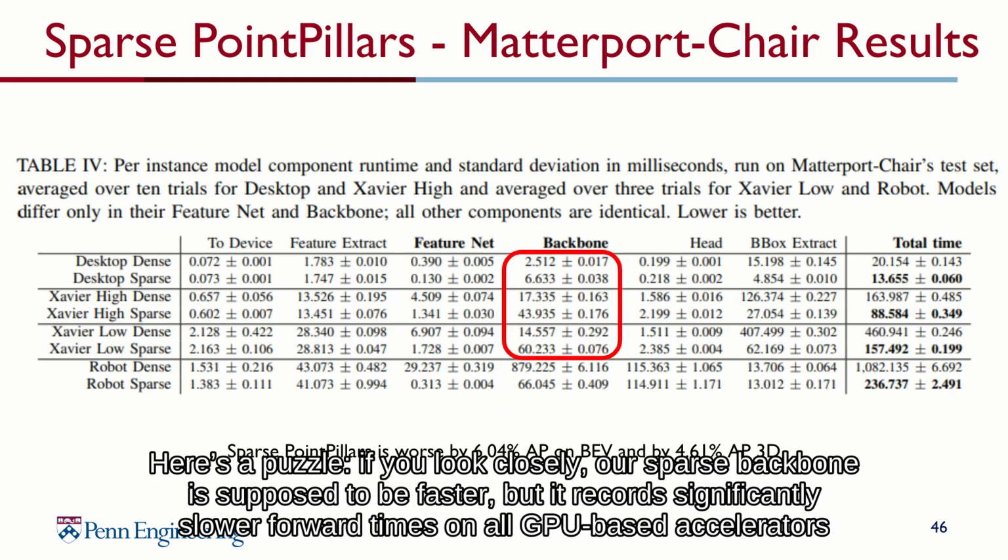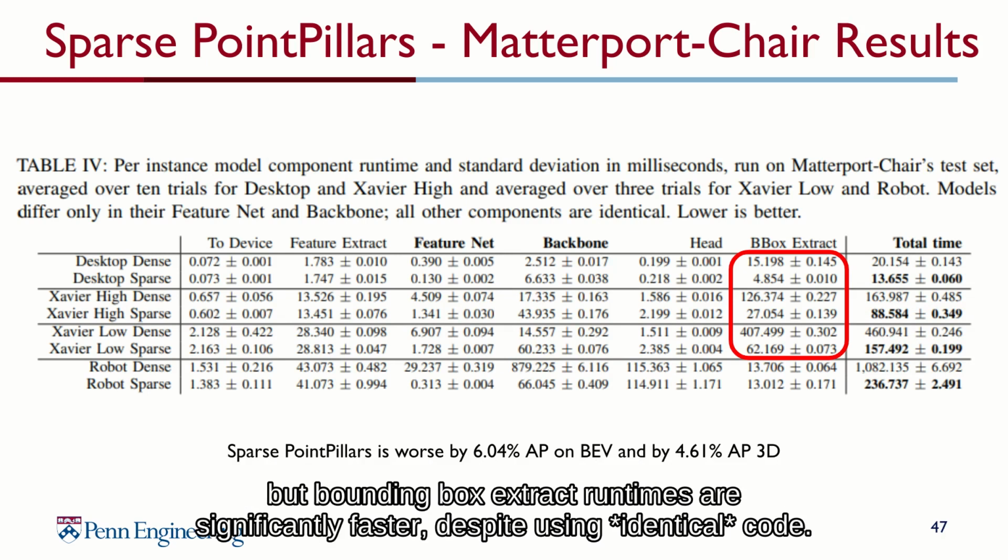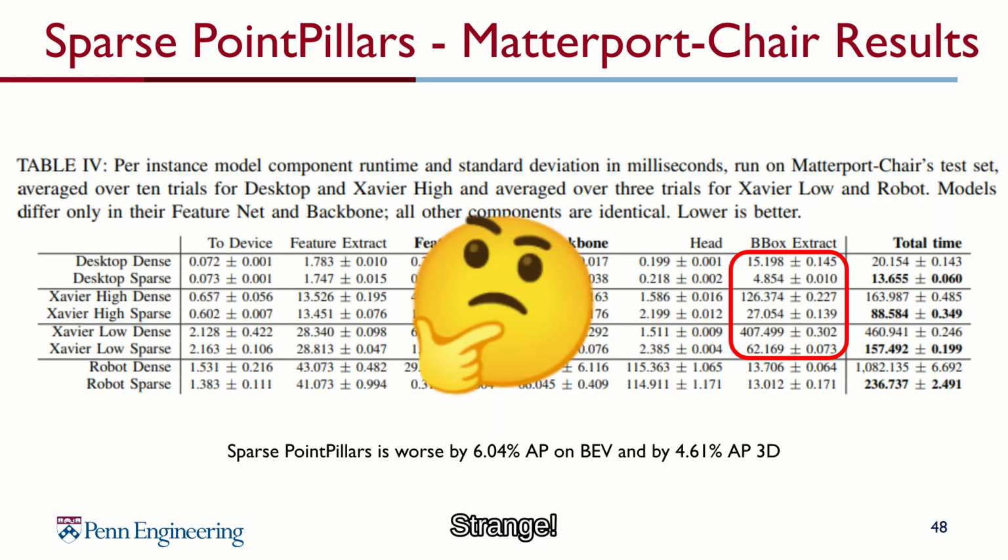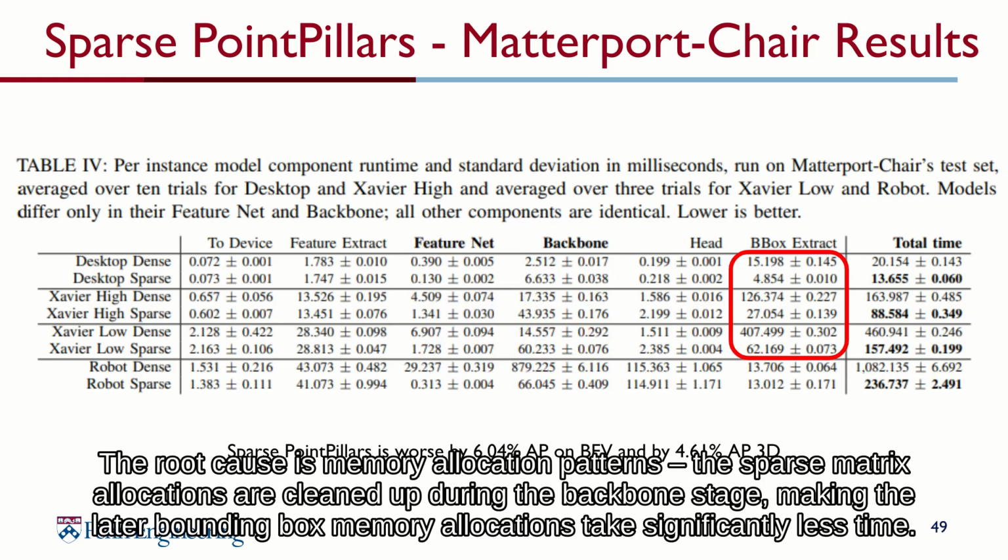Here's a puzzle. If you look closely, our sparse backbone is supposed to be faster, but it records significantly slower forward times on all GPU-based accelerators. But bounding box extract times are significantly faster, despite using identical code. Strange. The root cause is actually memory allocation patterns. The sparse matrix allocations are cleaned up during the backbone stage, making the later bounding box memory allocations take significantly less time.